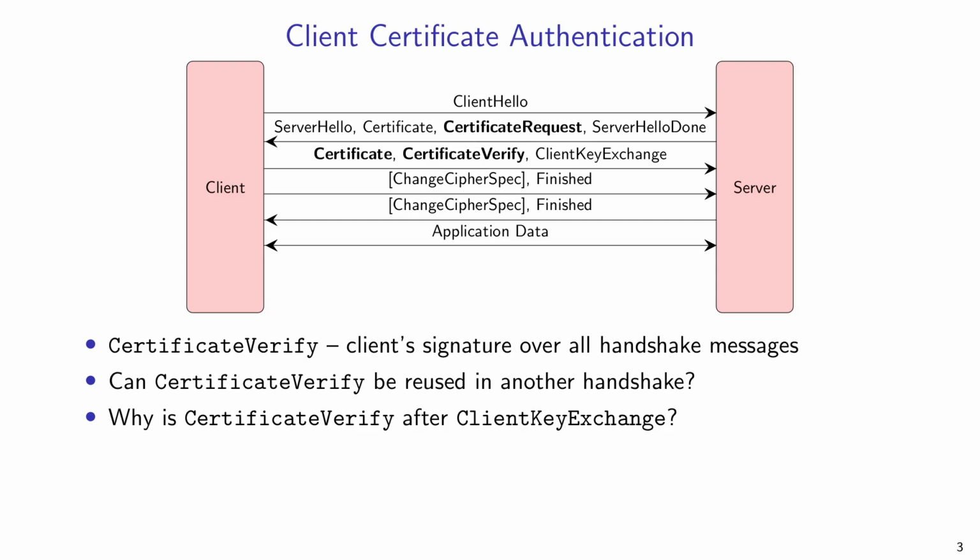It has to, because otherwise the attack here is pretty straightforward. Let's assume that the attacker is doing a man-in-the-middle attack here. The attacker forwards to the server all the messages up to this point here. After the certificate verify message, the attacker blocks the client and sends to the server the attacker's own client key exchange message with a pre-master secret chosen by the attacker.